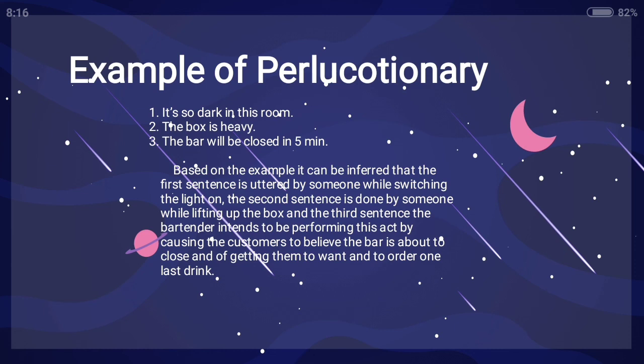Example of perlocutionary. It's so dark in this room. The box is heavy. The bar will be closed in 5 minutes. Based on the example, it can be inferred that the first sentence is uttered by someone while switching the light on. The second sentence is said by someone while lifting up the box, and in the third sentence, the bartender intends to be performing these acts by causing the customers to believe the bar is about to close and of getting them one last drink.